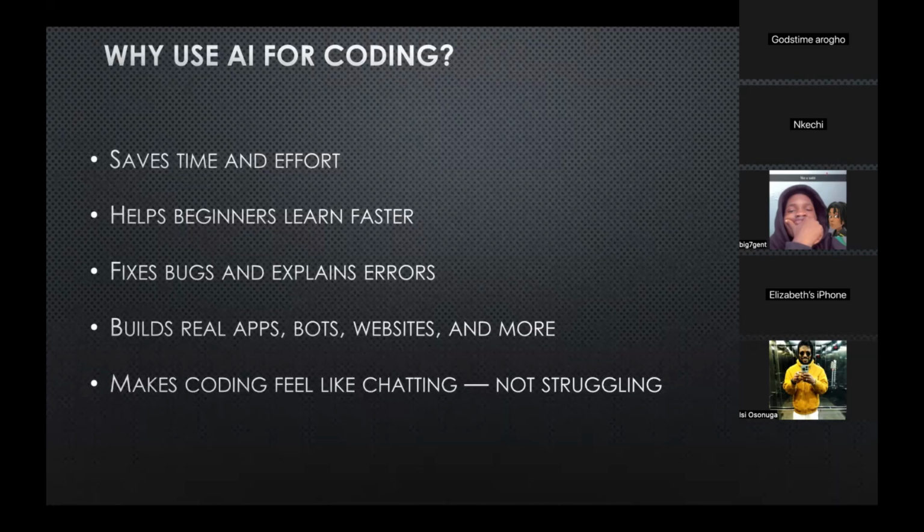Also, it fixes bugs and explains errors. When using your AI, there is automatic bug fixing that goes on. You don't need to be troubleshooting, looking for where the error is, the way normal programmers do. You just take the error message and put it in your AI, and it will explain the error for you. Also, it builds real apps, bots, websites, and more.